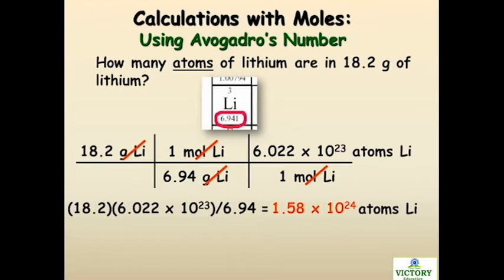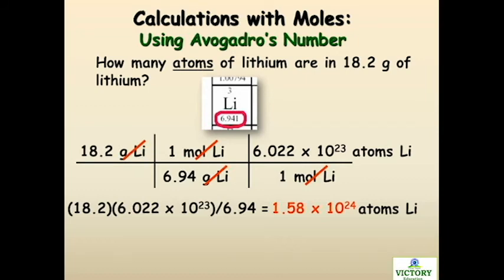Let's consider one more sum. How many atoms of lithium are there in 8.2 grams of lithium? We know that 1 mole of lithium is 6.94 grams. Let's look back at the question. The question states that we want to identify how many atoms there are in 8.2 grams of lithium. So 1 mole is 6.94 grams, and of course we know Avogadro's number is 6.022 times 10 to the power of 23.